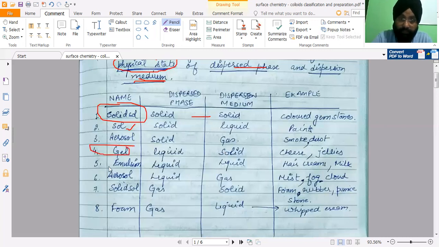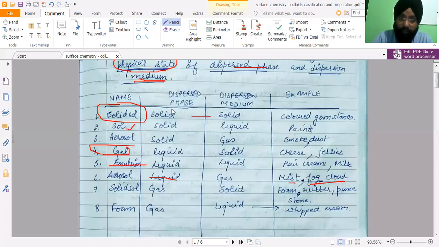Emulsion, liquid in liquid. Emulsions are the colloids in which a liquid is dispersed into a liquid. Milk is an example, and hair creams. The next aerosol is liquid in gas. Mist, fog and clouds are the examples. So tiny water droplets floating in the air are an example of liquid in gas type of colloids.